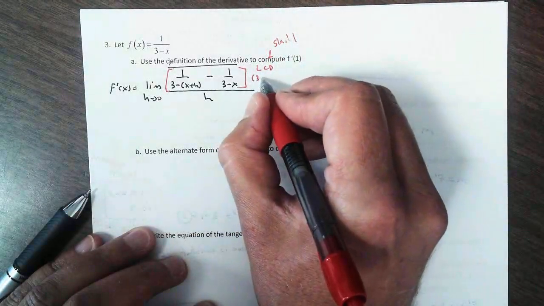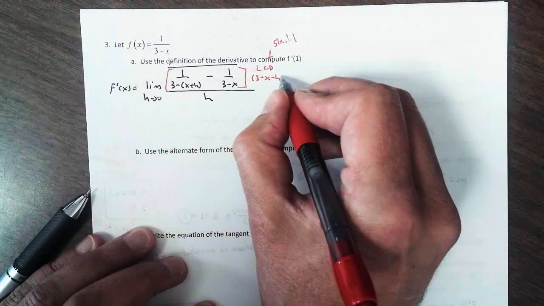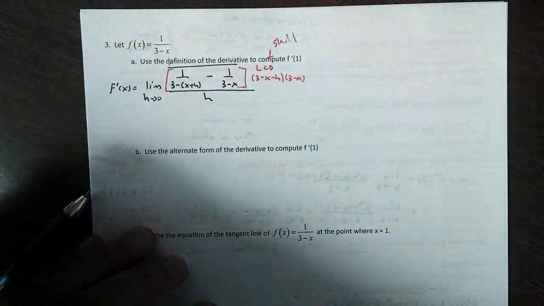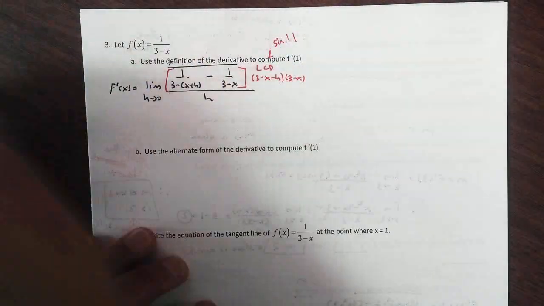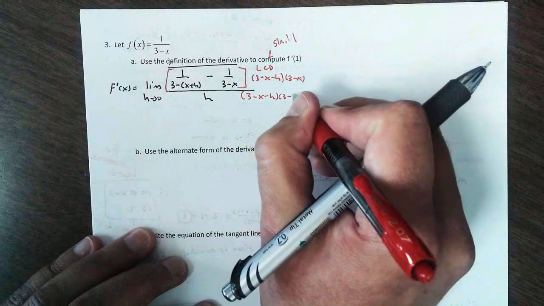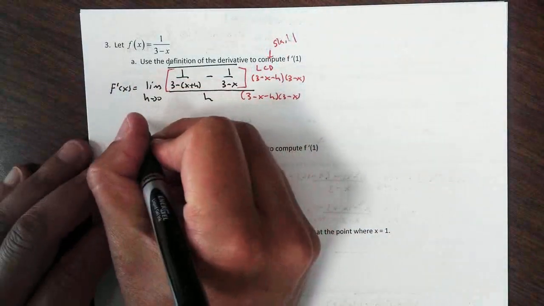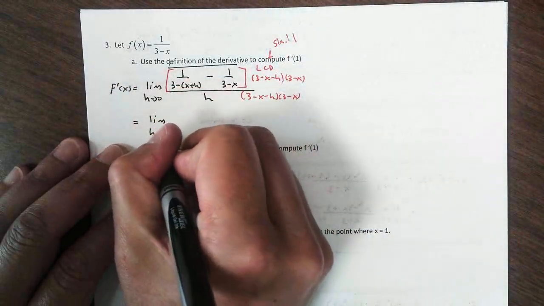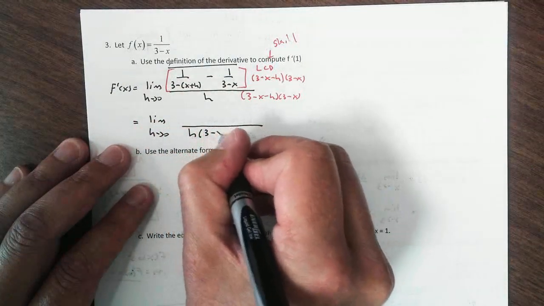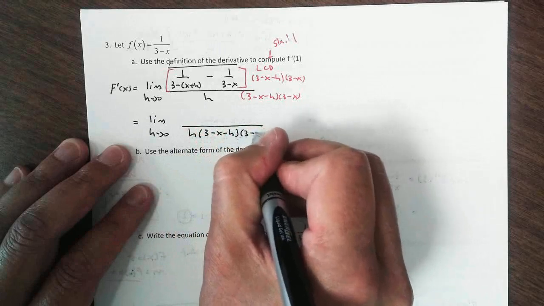Multiply both top and bottom. This becomes 3 minus x, really minus h if I just distribute, times 3 minus x. And if we multiply top and bottom by this, let's see what happens. We get the limit as h goes to 0. On bottom, we're going to get h, 3 minus x minus h, times 3 minus x.